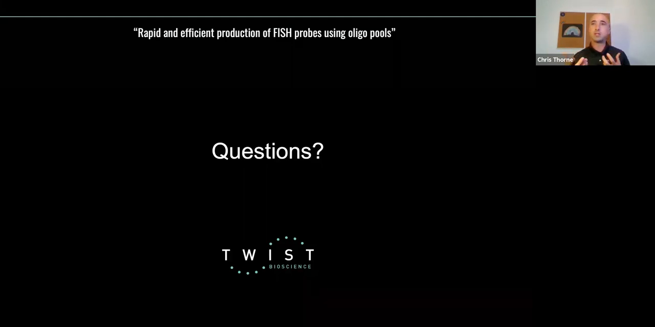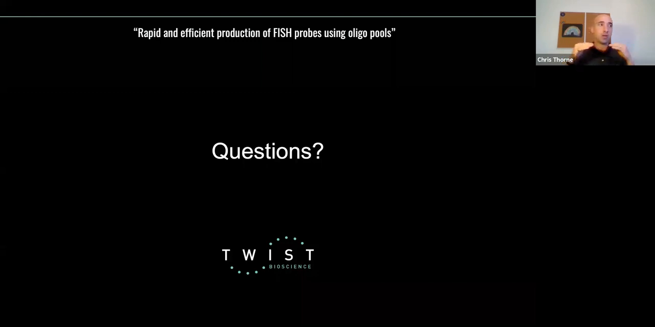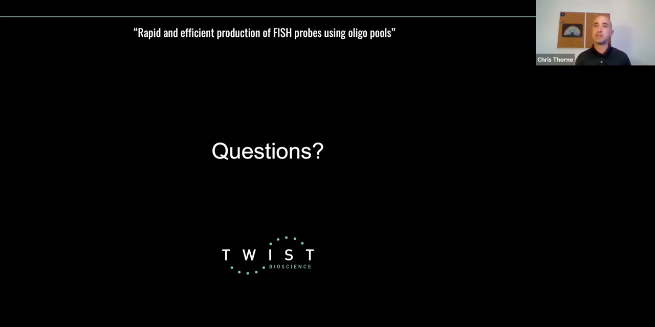So by contrast to the previous technology, the BAC-based probes, where you have a single large probe, with the oligo pools, you're obviously tiling across your region. How important is it to achieve homogeneity in your oligo pool? I imagine with a single probe, that's going to be fairly straightforward. But how crucial is that?